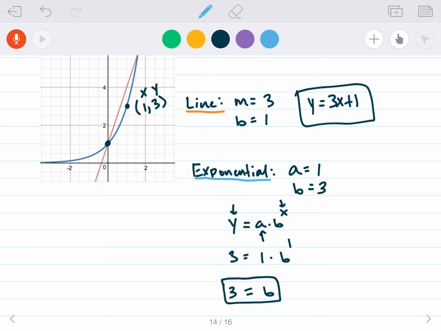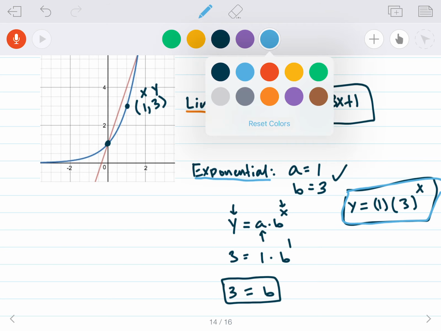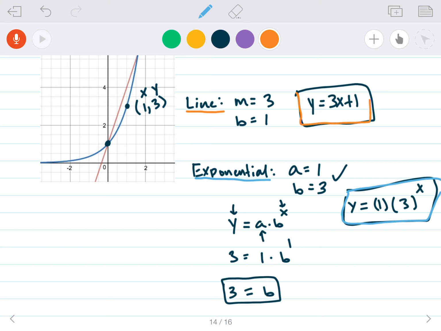And now that we have that, our formula is going to be y equals a, which you don't have to write the 1, but I'll just do it for the sake of learning this stuff. So this is 3 to the x, and this is our exponential equation down here. And this was our line. This was our linear equation up here.